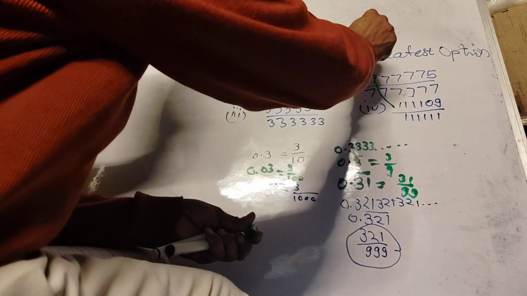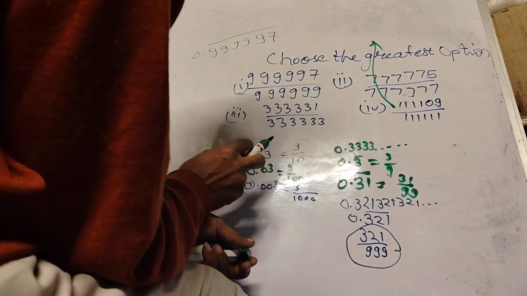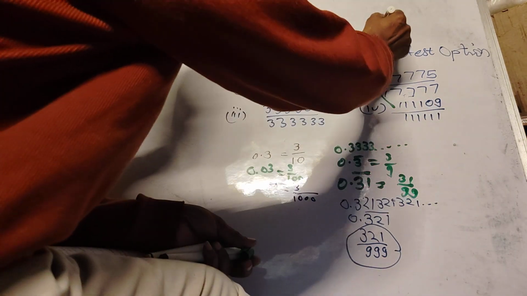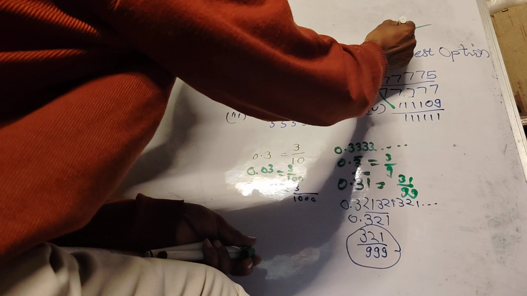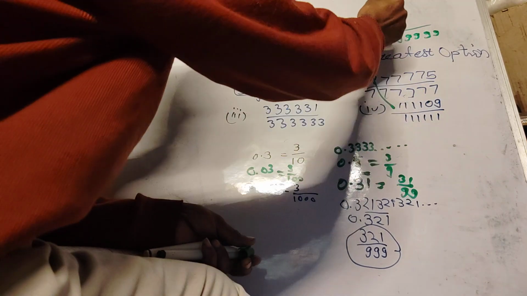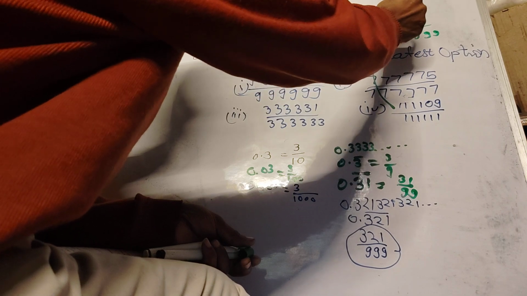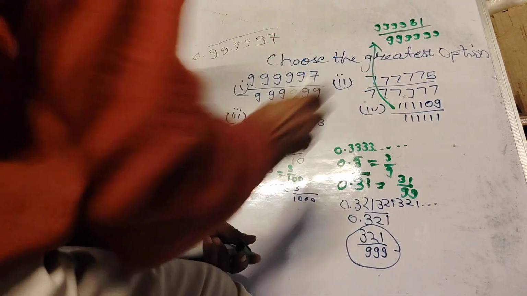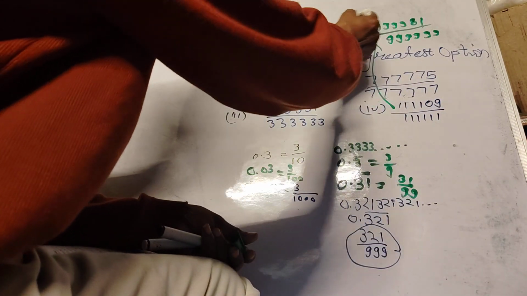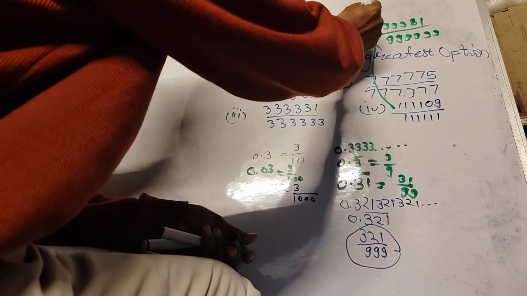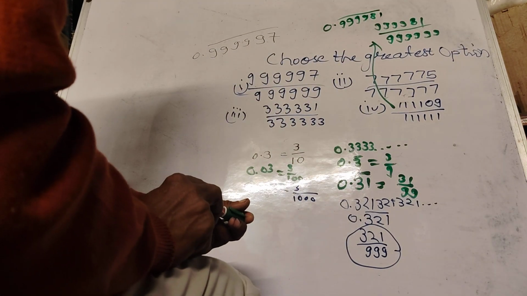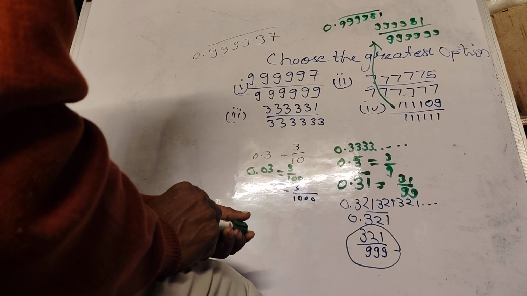In the last option, we multiply both numerator and denominator by 9, so that it becomes 9999. The denominator becomes 6 times 9, and the numerator becomes 9 times 9, which is 81. Since all are 9s in the denominator, 6 9s, it is 0.9999, 4 times 9, then 81 bar.